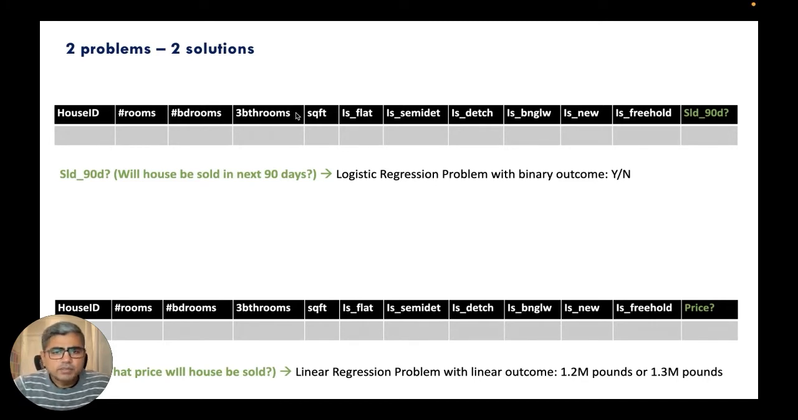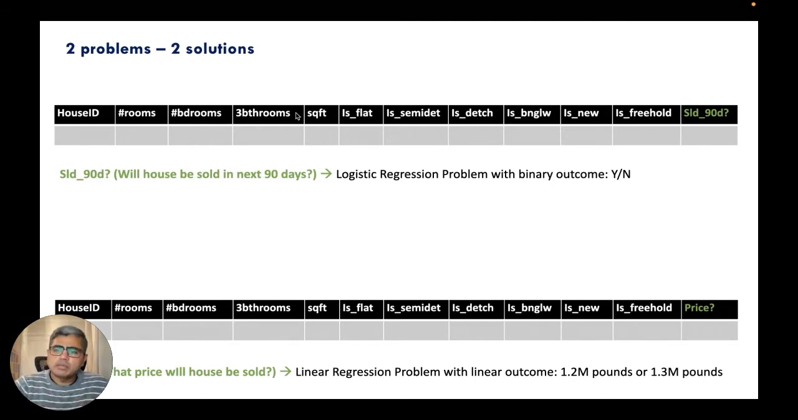What is the square footage? Is it a flat? Is it a semi-detached house? Is it a detached house? Is it a bungalow? Is it new? Is it freehold? These are all very London-specific terminologies. But all we're trying to say is, is the house available to be sold immediately? Is there someone else trying to hold the hooks onto it? So for this kind of question, because it's very, very binary in nature, will my house be sold or not, we'll use what we call logistic regression.